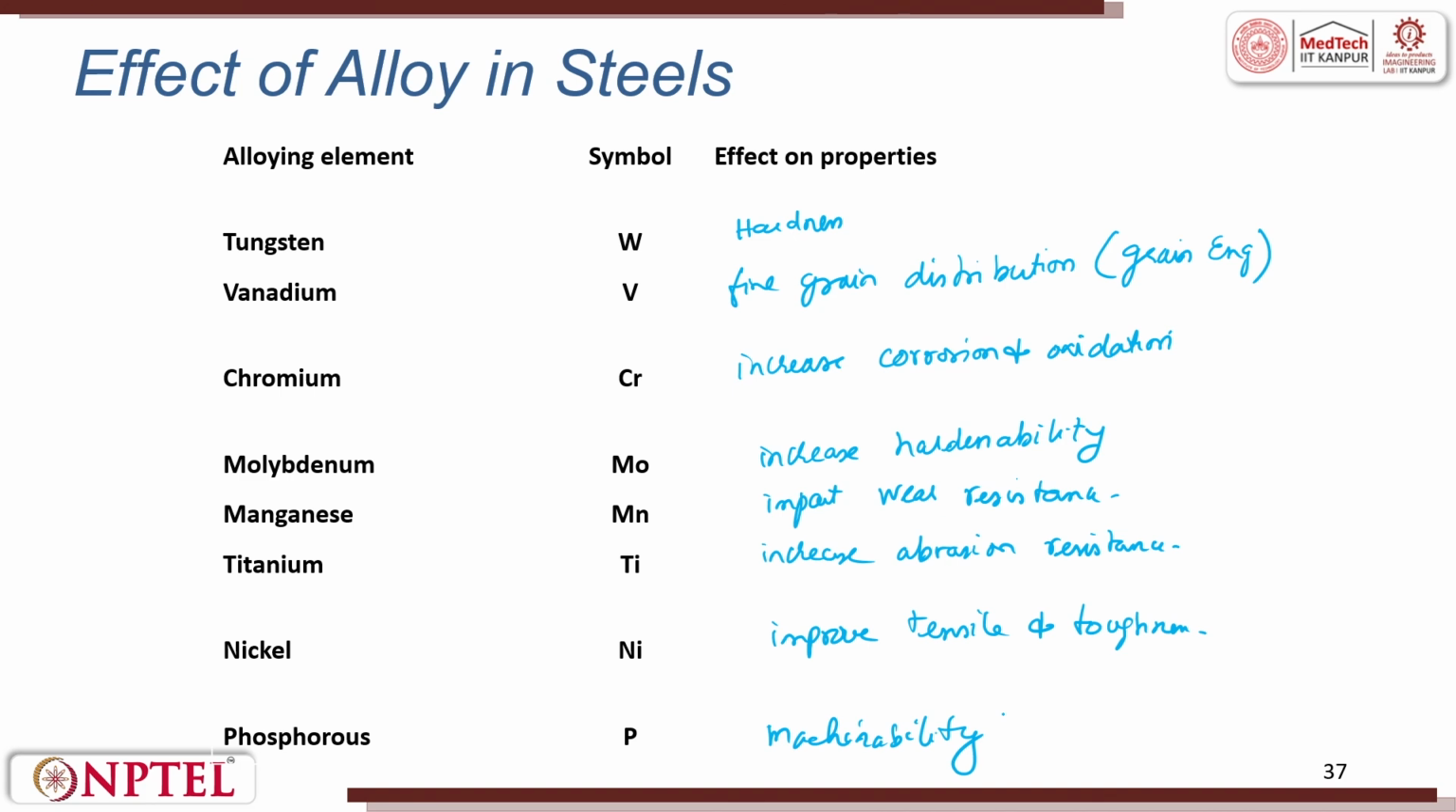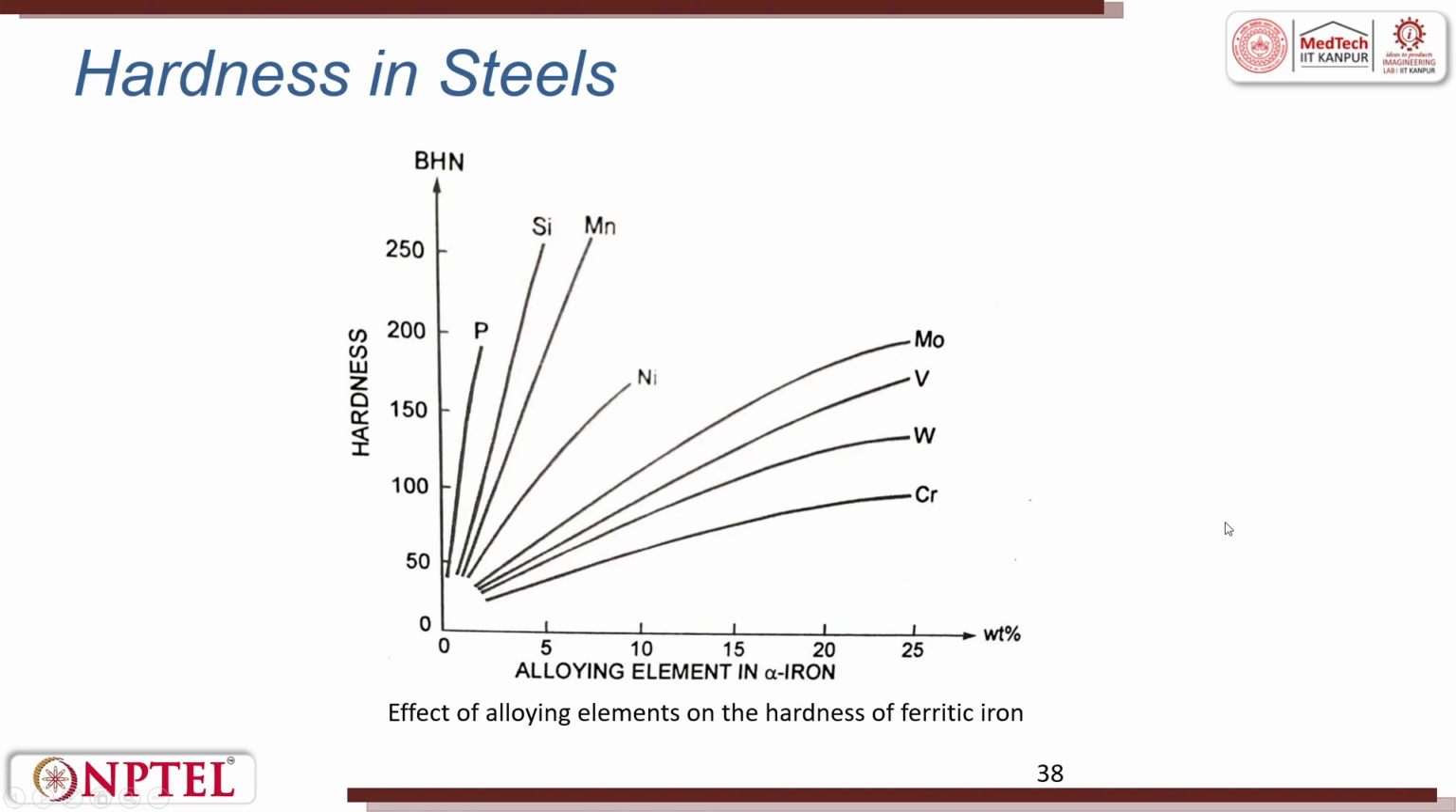So, you see that we have added different elements having different effects on the properties. When you draw a graph between hardness and alloying elements, you can see here what happens to the hardness by increasing the chromium percentage, and what happens by adding phosphorus. So, you can see how hardness is influenced by varying elements.